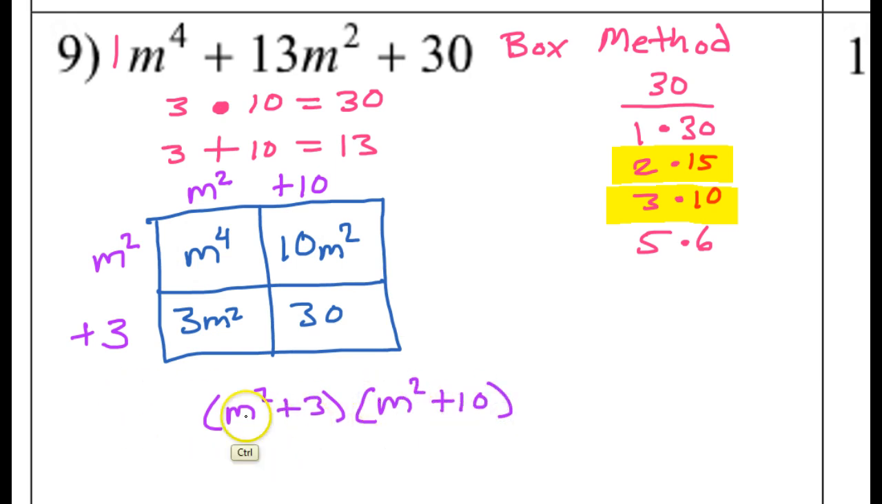Now I should always look to see if there's anything I can factor further. I don't see the difference of squares or anything, so this is it. Also, I should check, did I pull out a GCF that I need to bring down? No, there was no GCF, so that means this is actually the final answer.